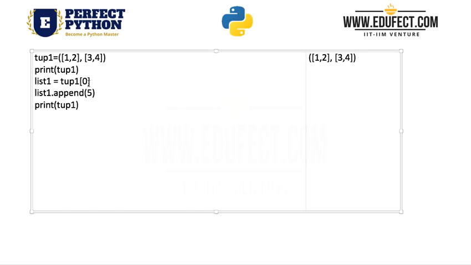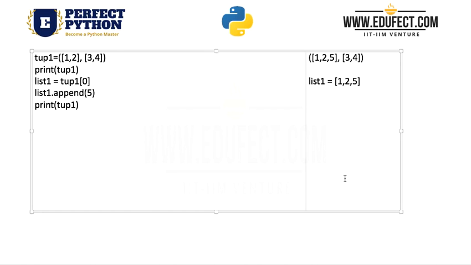Then we are saying list 1 is equal to tup 0. What is list 1? List 1 will be tuple 0, which is this value. Let us write it down: list 1 will be equal to 1, 2. This is the value of list 1. Then we say list 1 dot append, so we are modifying list 1. When we append 5, 5 will be appended at the end of list 1. So list 1 will become this. And because list 1 is modified, tup1 will now look like this because it has that same list in it.